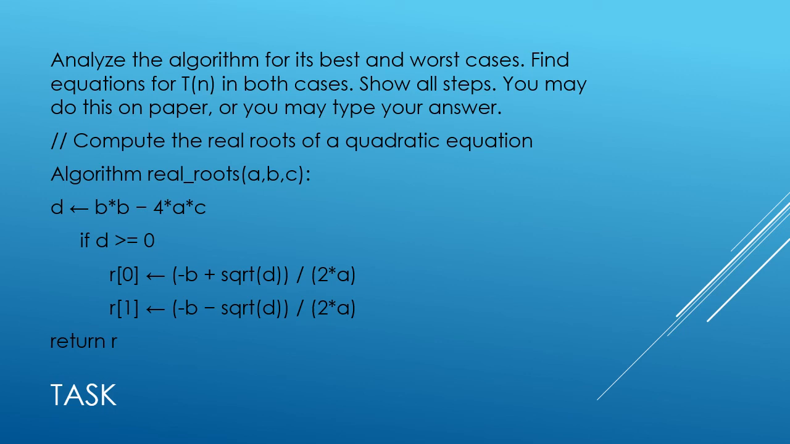This algorithm called real roots a, b, c computes the real roots of a quadratic equation. It first assigns d to be b square minus 4ac. If d is greater than or equal to 0, it assigns a value in R0 and then another in R1, and then it returns this two-element list R.